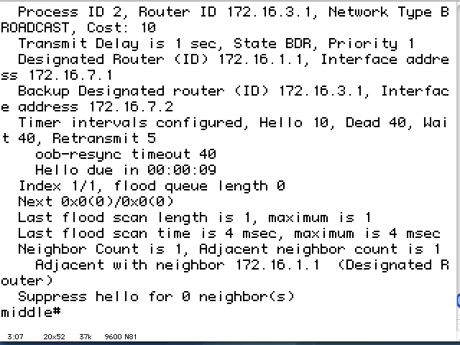Neighbor count is 1, adjacent neighbor count is 1, and I'm adjacent with the neighbor, sort of repetitive here. Okay, that's it for show IP OSPF interface. Let's look at show IP OSPF database.